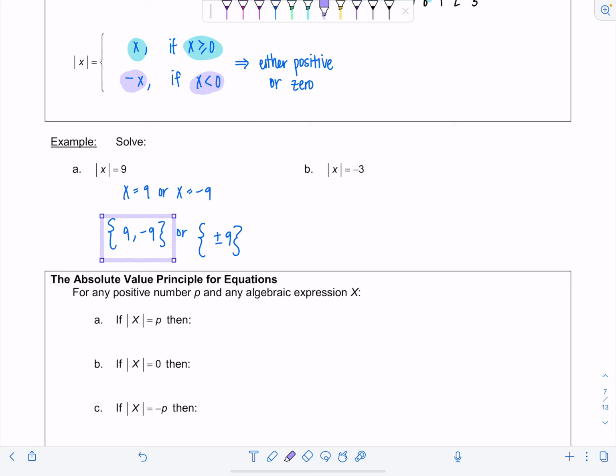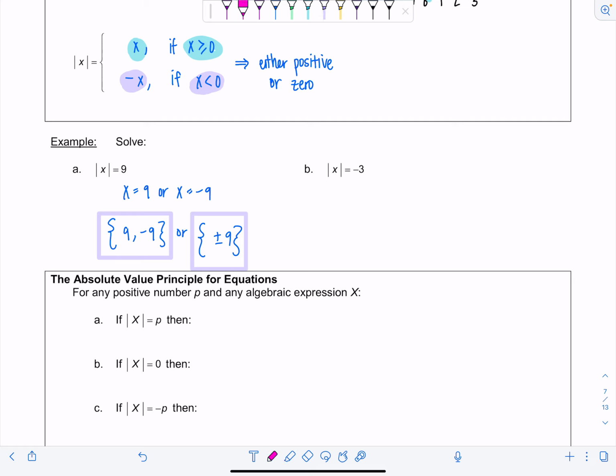All right. That one should make sense. If you had positive 9 and you took the absolute value, you'd get 9. If you had negative 9 and you took the absolute value, you'd get positive 9. So that's how we have two answers. Now let's look at example B. We have absolute value of x equals negative 3.